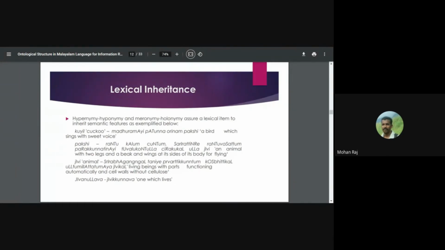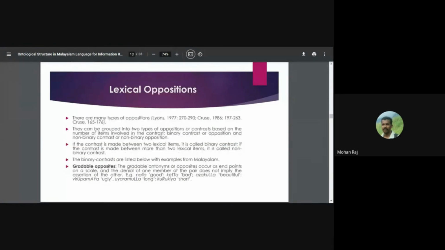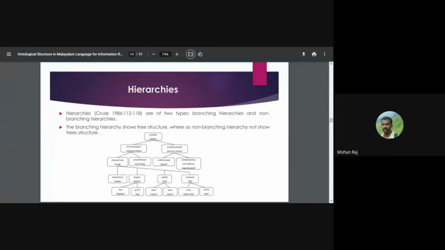And then we go into another ജീവി, animal. Animal is a living being with parts functioning automatically and cell walls without cellulose. And then ജീവനുള്ളവ or ജീവിക്കുന്നവ, one which lives. So this is lexical inheritance. And then hierarchy: the branching hierarchy shows a tree structure, whereas a non-branching hierarchy does not show tree structures.